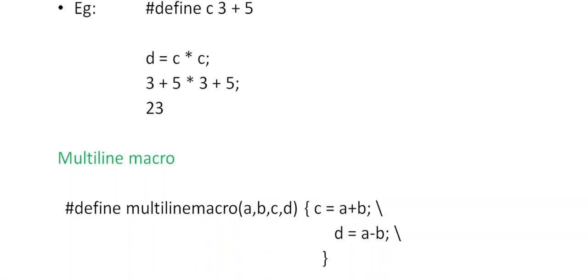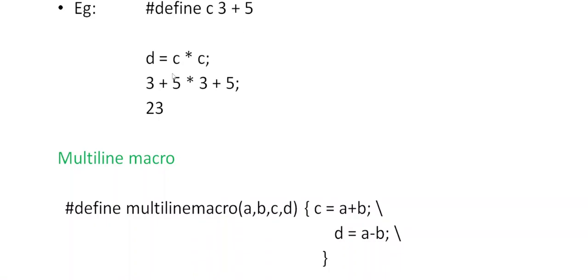We'll see some differences in the programming examples. So you may think that, say, hash define C is 3 plus 5, so you may think that C is 8. So 8 star 8 is 64, and D gets the value of 64. But that's not the case.